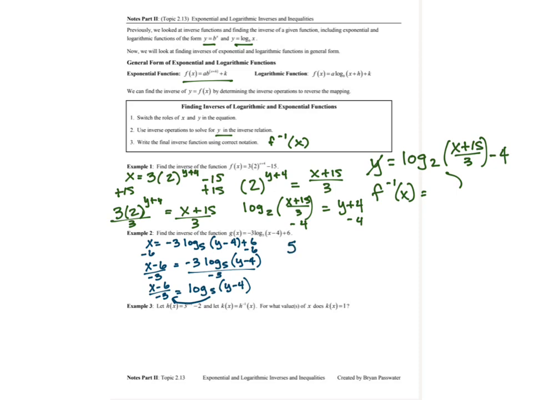So 5 to the x minus 6 over negative 3 equal to y minus 4. Okay, everybody seeing that move? Do you understand how we're converting from one to the other? We're taking the base to the power equals the argument.